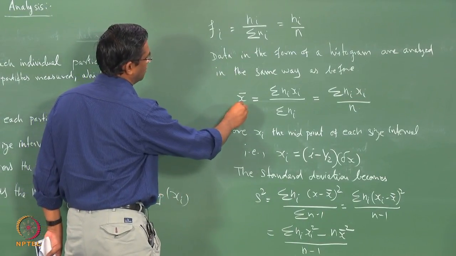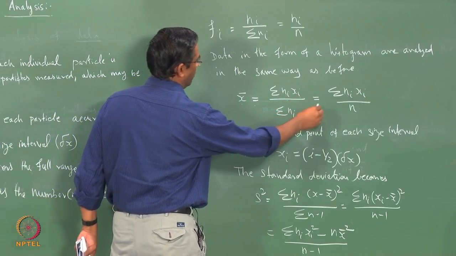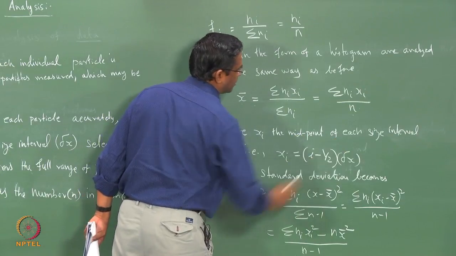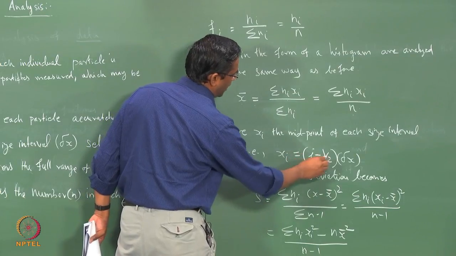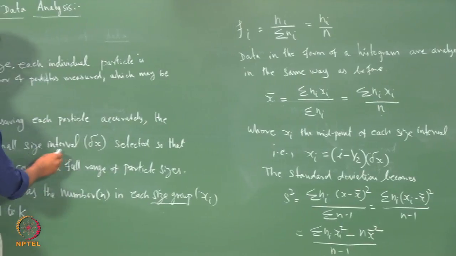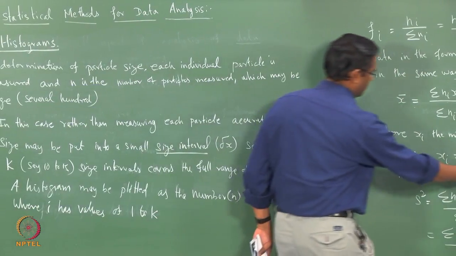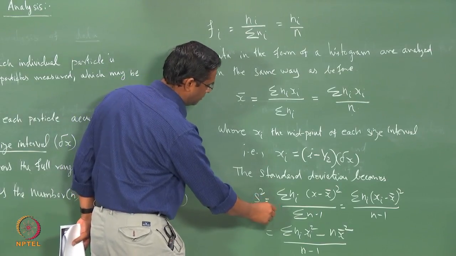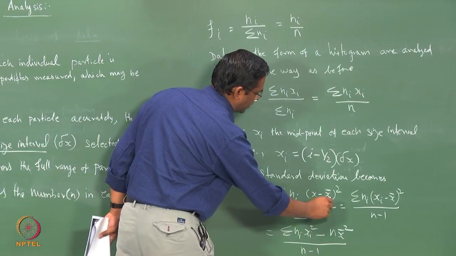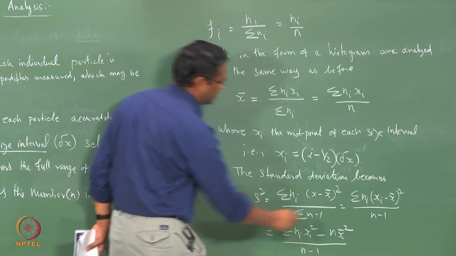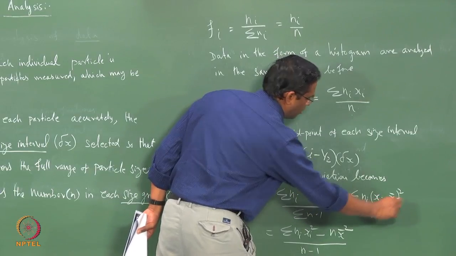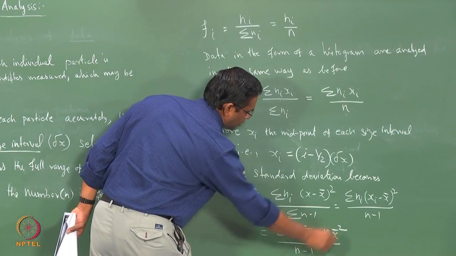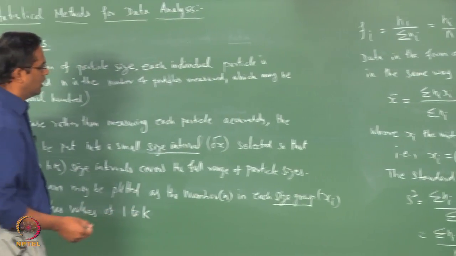So, you can rewrite the mean x bar is equal to sigma Ni xi divided by sigma Ni, which is nothing but sigma Ni xi divided by small n, where xi is the midpoint of each size interval, that is xi is equal to i minus half into delta x, this delta x, that is the size interval you have chosen. Then we can rewrite the standard deviation, which is s square, like what we have written similarly, is equal to sigma Ni into xi minus x bar whole square divided by n minus 1, which can be recast like this: sigma Ni xi square minus n x bar square divided by n minus 1.